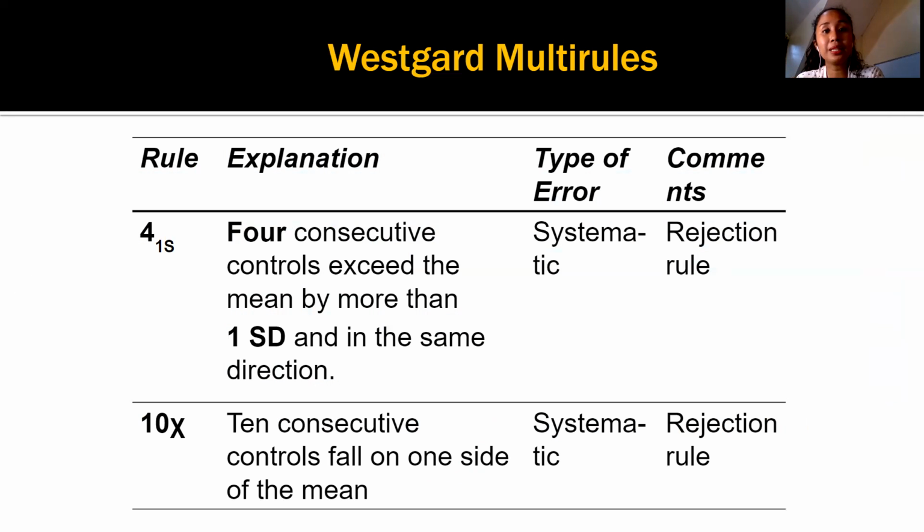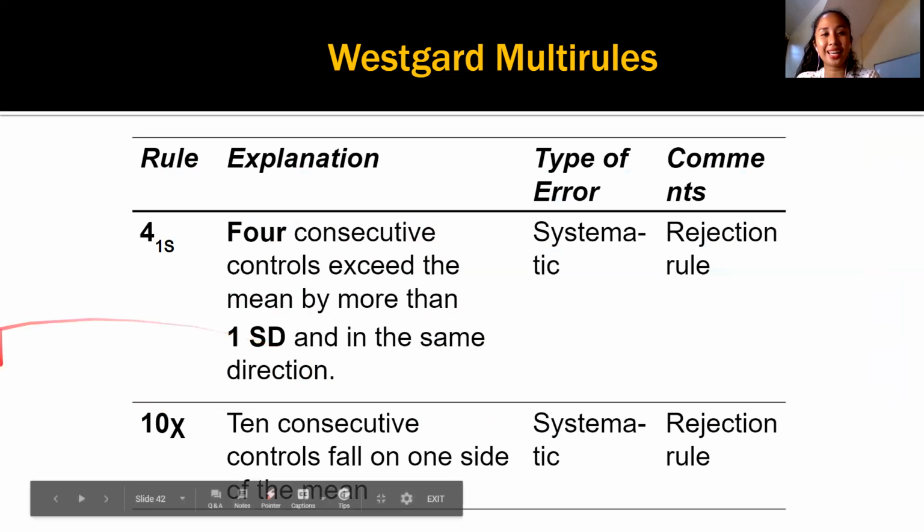Okay. Meron naman tayong 41S, meaning 4 na control nagstay beyond 1 SD. So, this is a systematic error. So, usually, pag sa isang side sila nagsistay, o kanina, 22S, to 4 naman sa 1S, systematic rin to. Class, this is a violation. You are out of control.